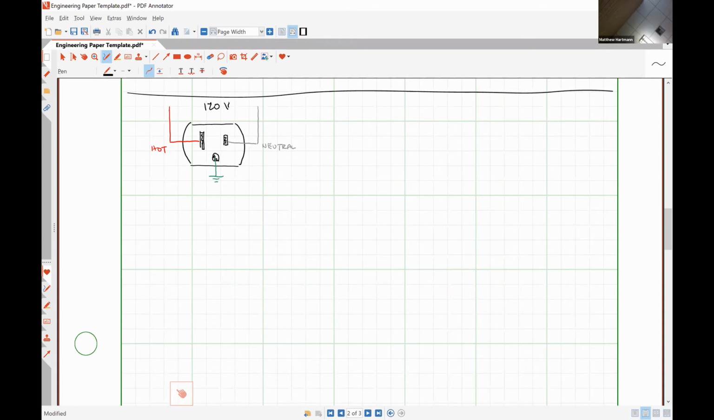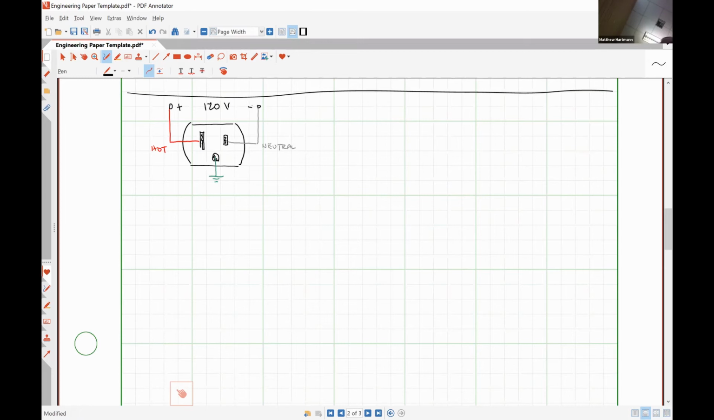between these two terminals. Positive polarity on the hot side, negative polarity or the reference is on the neutral side. So my question to you is, do our outlets provide DC voltage? I don't think so, no. They do not. They absolutely provide a steady state sinusoidal voltage.